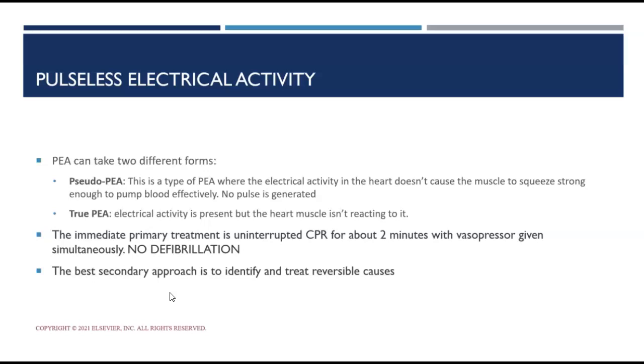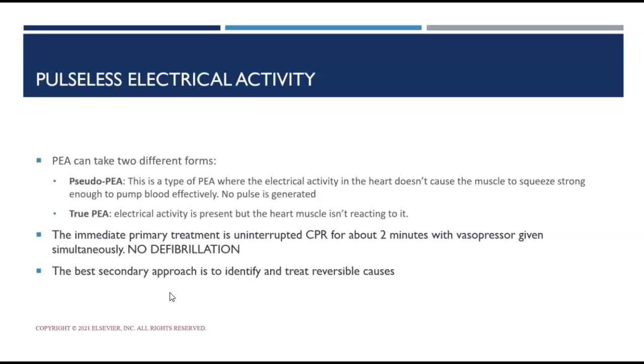Okay. If you can't get your patient out of VFib, or we don't identify the underlying cause of the issue, patients can end up in something called pulseless electrical activity, or the other one is asystole. So pulseless electrical activity, there's 2 different types of it. So there's a pseudo PEA. This happens where there's electrical activity in the heart, but the heart muscle is squeezing, but not squeezing strong enough to pump any blood. So you're not going to feel a pulse.